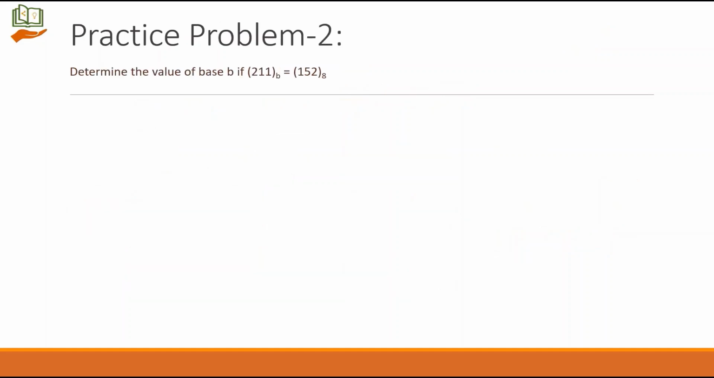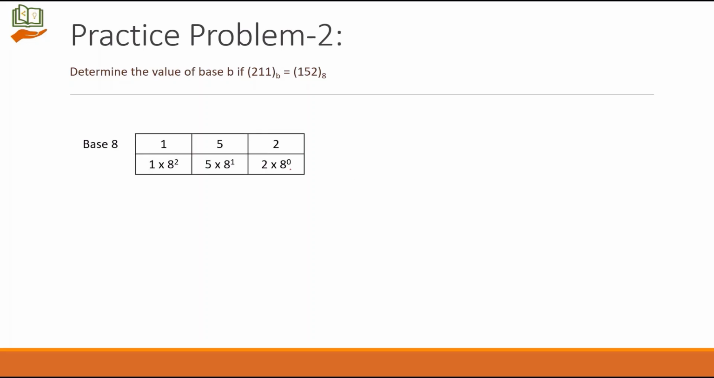Next question. Determine the value of base B if 211 base B is equal to 152 base 8. Now how will you interpret this 152 base 8? So it has to be taken as 8 power 0, 8 power 1 and 8 power 2. This will be 1 into 8 power 2, so this is 1 into 64, plus 5 into 8 power 1, which is 5 into 8, plus 2 into 8 power 0, which is 2 into 1. So always start with 8 power 0, 8 power 1 and 8 power 2. We are just expanding it because it is of base 8.